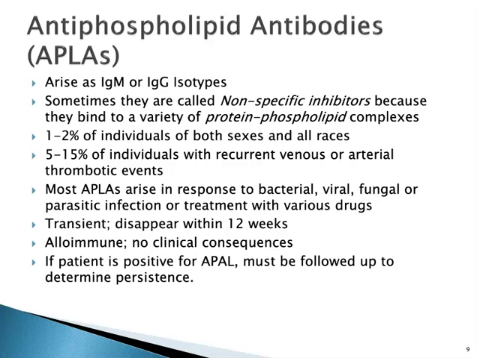Most antiphospholipid antibodies, however, arise in response to bacterial, viral, fungal, or parasitic infection or treatment with various drugs. Again, some can be transient. When they are transient, they disappear within 12 weeks. It is more of an alloimmune response with no main clinical consequences. If the patient is positive for an antiphospholipid antibody, he or she must be followed up to determine the persistence of this antibody.